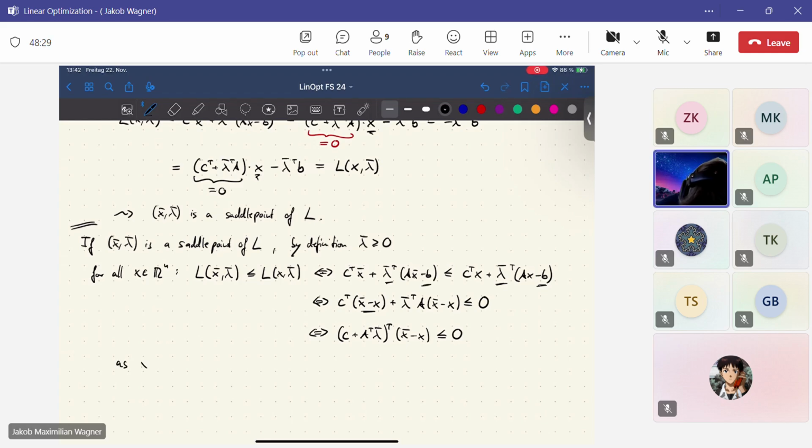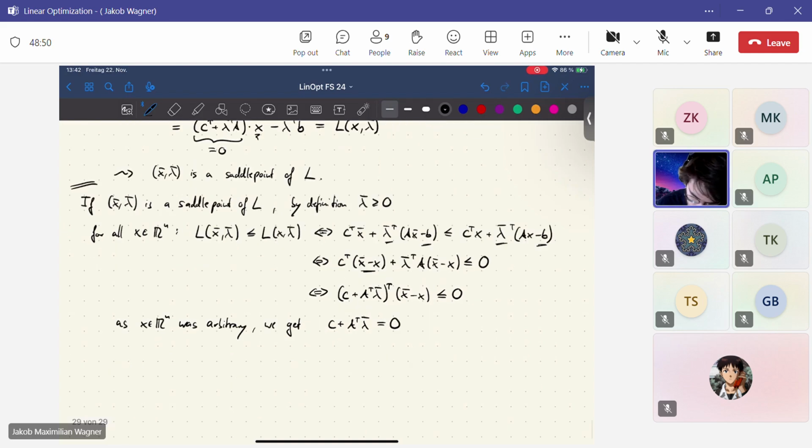So as x in Rn is arbitrary, we get that C plus A transpose lambda bar is equal to 0.